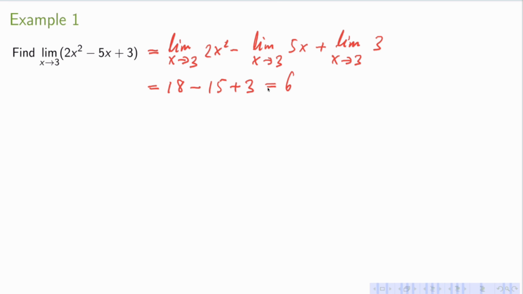In general, polynomials like here are very easy to do. You can just substitute the value, and there's nothing to be worried about.